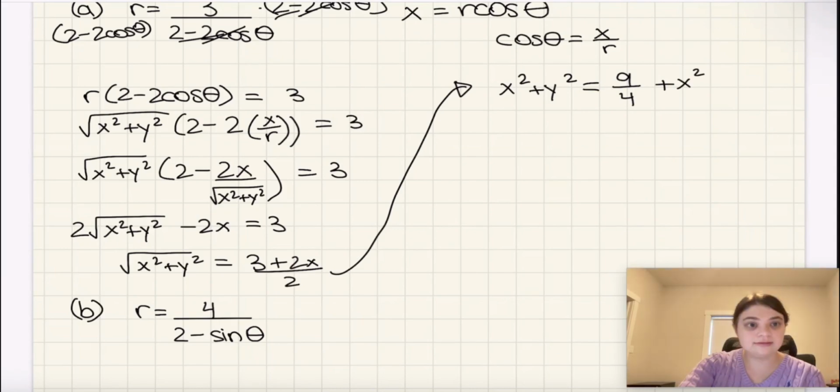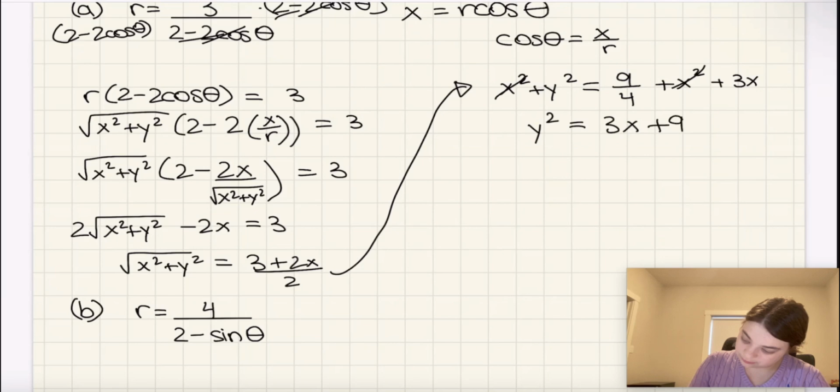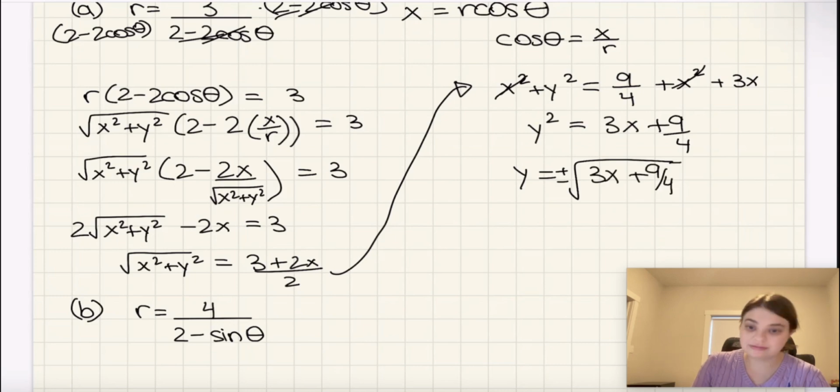And then for double the product, we're going to add 3x on there. Then the x squared and the x squared cancel, and we're left with y squared is equal to 3x plus 9 over 4, meaning that y is equal to the square root of 3x plus 9 over 4. And there we go. All right, let's try the second one.